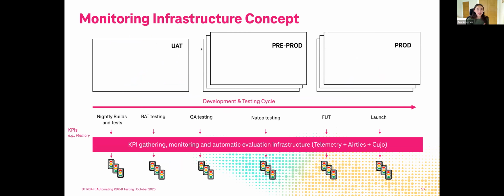And we want to monitor these KPIs all the way through that process, because what we don't want to do is think that everything is excellent and green, or magenta as we call it, in the nightly build stage, but then when you get to FUT, when you get to launch, suddenly we're seeing a decline there. So we really want to make sure through this whole process that we're seeing consistency of our metrics here. So this is where KPI gathering, monitoring, and the automatic evaluation infrastructure can really help us here.